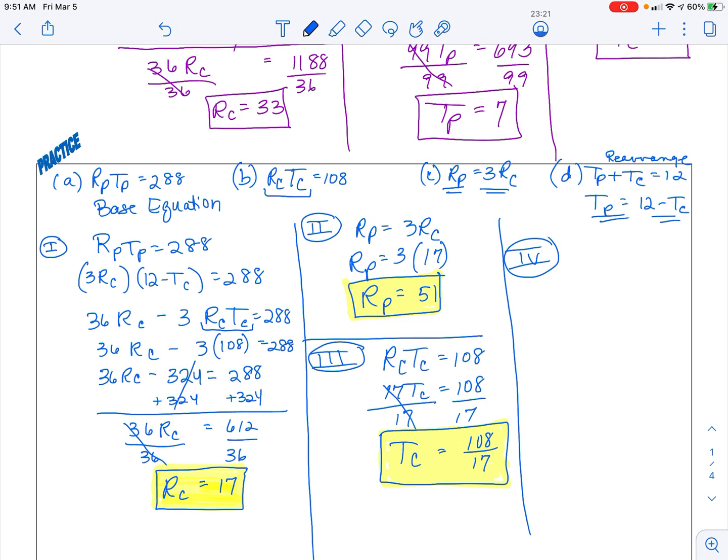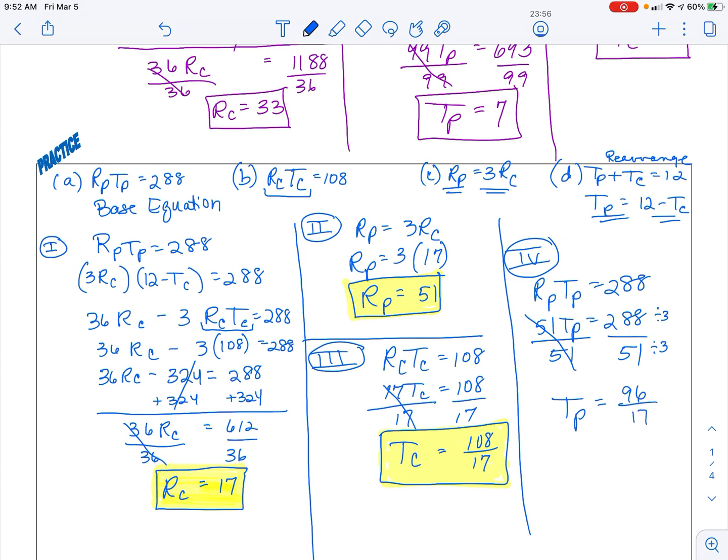Let's see, we have RC, RP, TC. We need TP. So let's go find something where there's a TP. There are 2 of those, but I'm going to choose letter A. I'm going to choose RP, TP equals 288 and plug in RP is 51 equals 288. And that will actually, believe it or not, reduce. You can divide by 3 here and get 96 over 17.